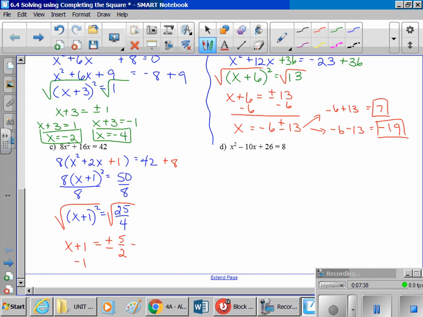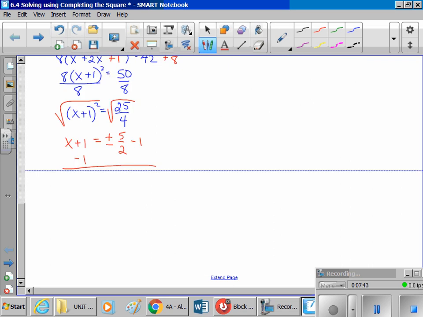minus 1 from both sides. And we get x is equal to negative 1, so we write it like this, plus and minus 5 over 2. So we get negative 1 plus 5 over 2. Now this is the same thing as negative 2 over 2 plus 5 over 2. So this is equal to 3 over 2 on this side. And then we have negative 1 minus 5 over 2. This is, again, negative 2 over 2 minus 5 over 2.